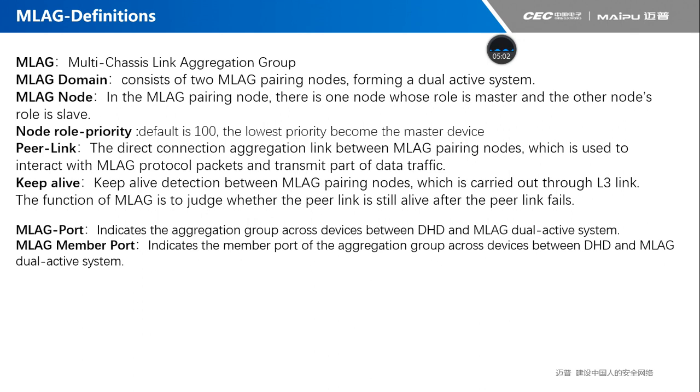The peer link is the direct connection aggregation link between the MLAG peer nodes, which is used to exchange MLAG protocol packets and transmit traffic data. The keepalive detection between MLAG peer nodes is carried out through a layer 3 link. Its function is to judge whether the peer link is still alive after the peer link fails.